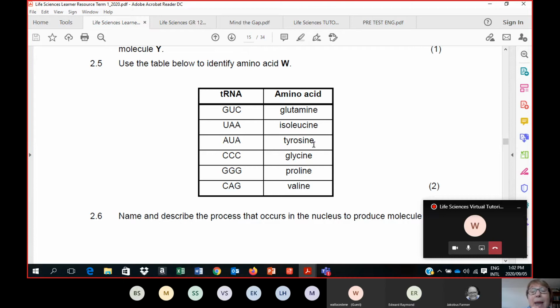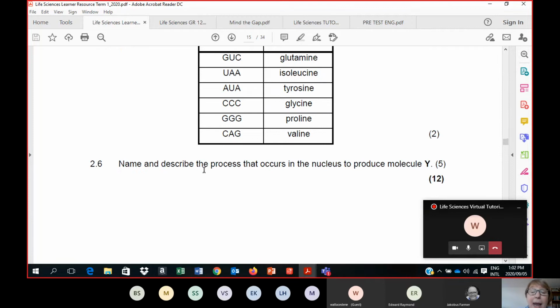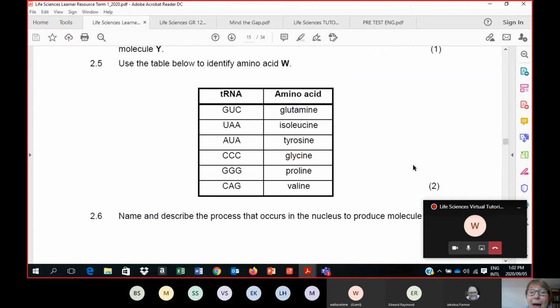As I said, this applies mainly to the people that have got the notes, because the other people are only seeing the question for the first time now. So obviously that becomes a little bit more difficult, because you've got to have time to look at the questions carefully. Now the next question says, name and describe the process that occurs in the nucleus to produce molecule Y.